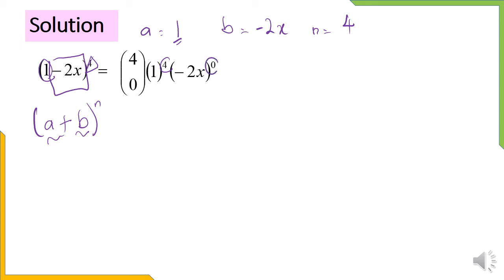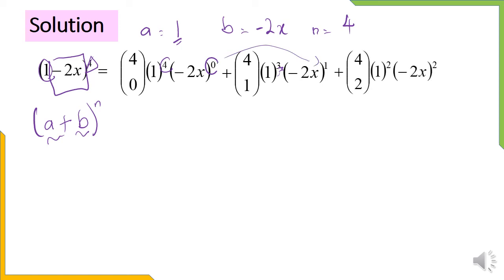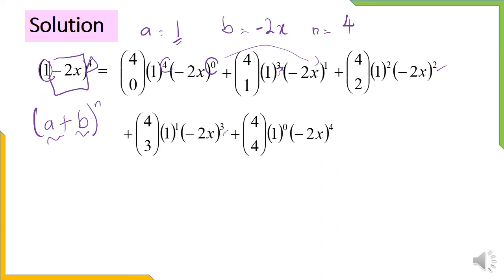So the second term, we add 4 choose 1. So 1 to the power of 3, the power decreasing, and then our b, negative 2x, from power 0 to 1. So continue with the third term: 4 choose 2, 1 squared multiplied with (negative 2x) squared. And then the fourth term, 4 choose 3, 1 to the power of 1 decreasing, and then (negative 2x) to the power of 3 increasing. And then the last term should be 4 choose 4, 1 to the power of 0, and then b should be to the power of n, which is 4.